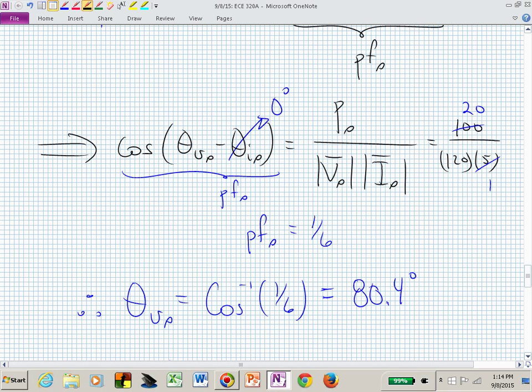Yes, so the differences in those angles of the phasors will be the same. The absolute values of those angles may be different from paper A to paper B. So now I'm leaning more towards a multiple choice exam. No. Question?